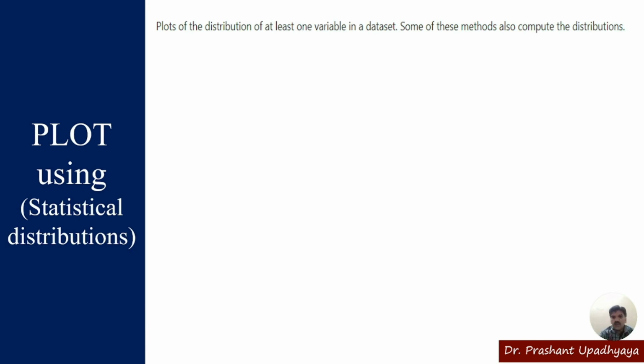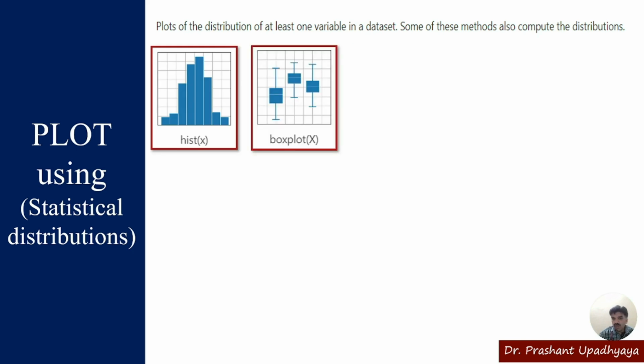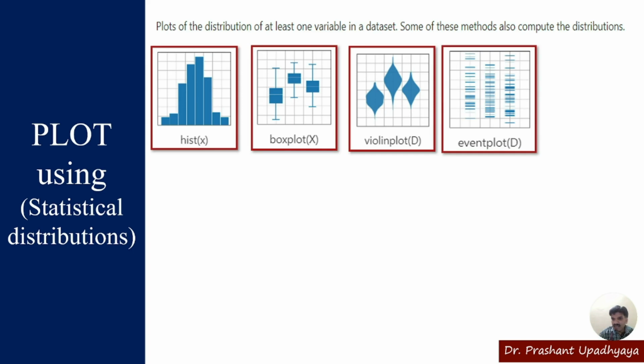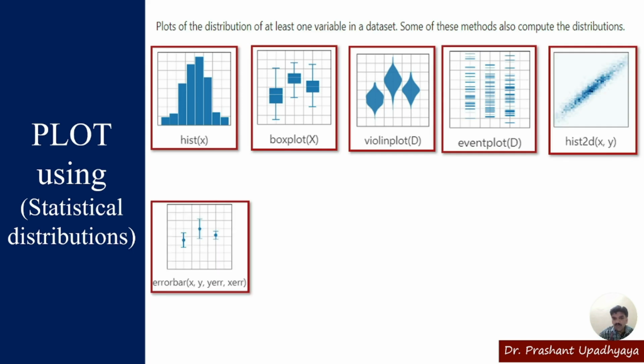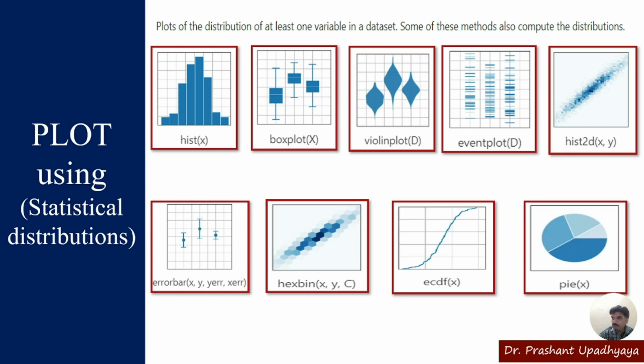Next we will talk about statistical distributions using Matplotlib. When we talk about statistical distributions, we mean a plot of the distribution of at least one variable in a data set. The various plots we can use with this type are histogram, box plot, violin plots, event plots, histogram 2D plots, error bar, hexbin, ECDF, and pie. These are some of the statistical distribution plots which we can draw with the help of the Matplotlib library.